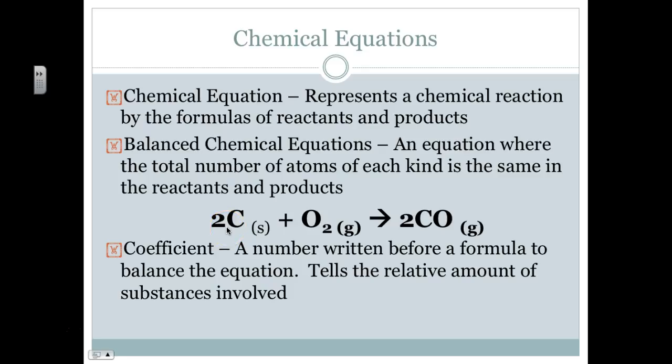So what this says is 2 molecules of carbon will react with 1 molecule of oxygen, and it will form 2 molecules of carbon monoxide. So whenever you have 2 molecules of carbon, it takes only 1 molecule of oxygen to make 2 molecules of carbon monoxide. So that's what that says. It's basically a 2-to-1 ratio between carbon and oxygen.